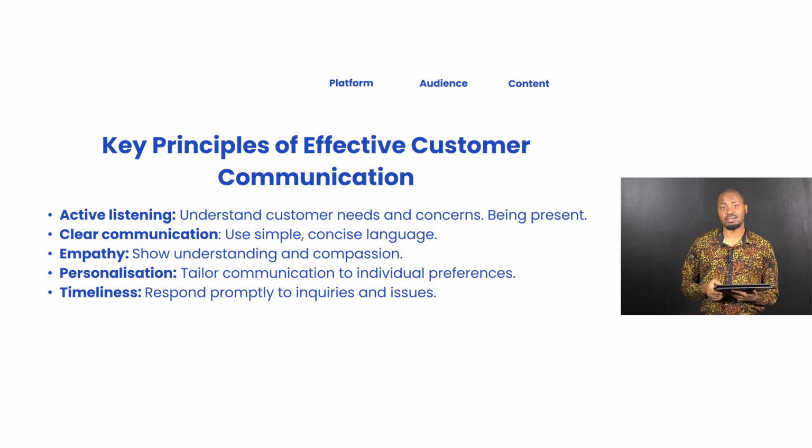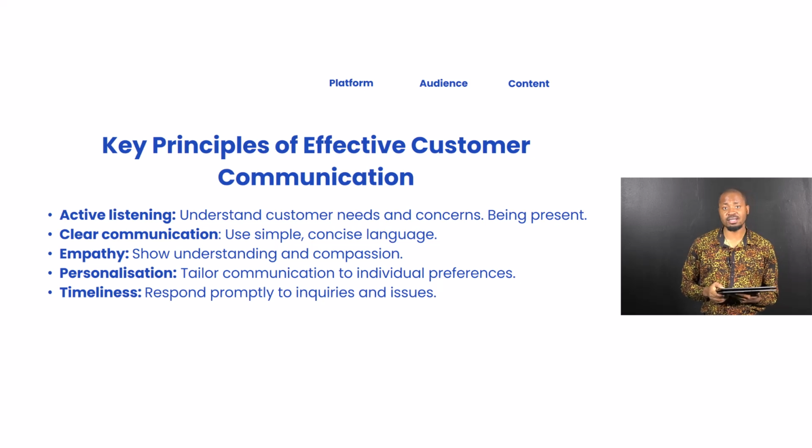The number three is empathy. You have to empathize with your customers when you're communicating with them. Empathy simply means putting yourself in the shoes of other people. That is what empathy means. It means to show understanding, show compassion. You know what they are feeling. And number four is personalization. When you are communicating with customers online, it is good to address them by their name. For instance, dear Obinna, dear Esther, dear Omar, dear Jonathan, dear Abubakar. You have to personalize the communication.